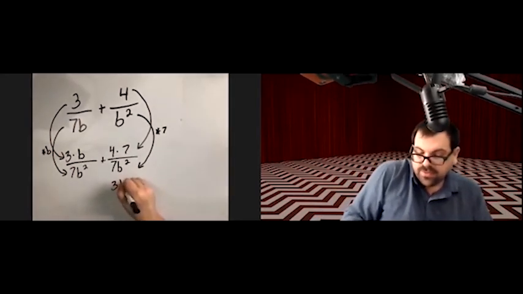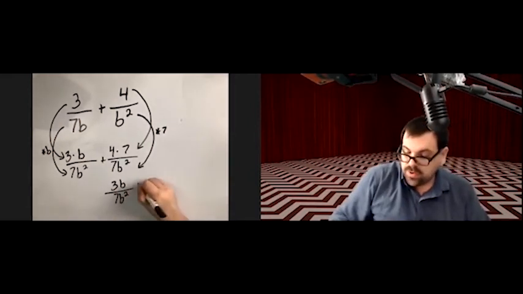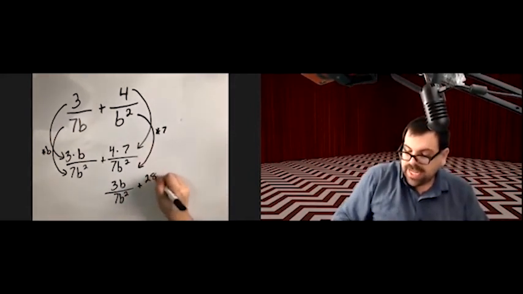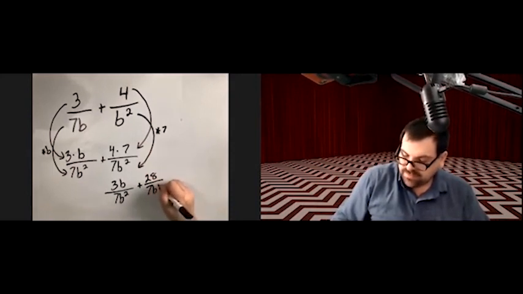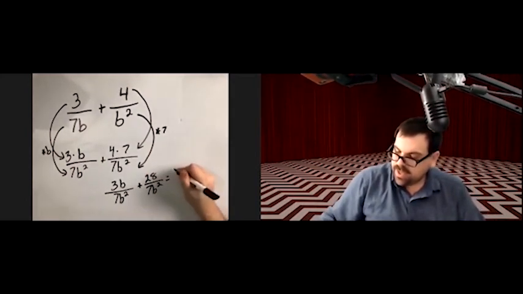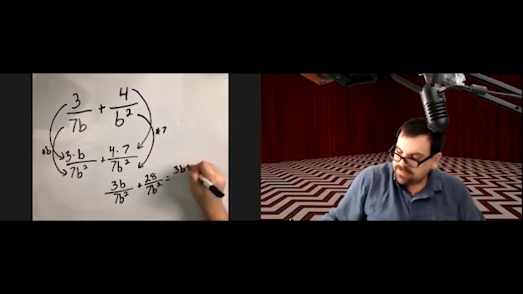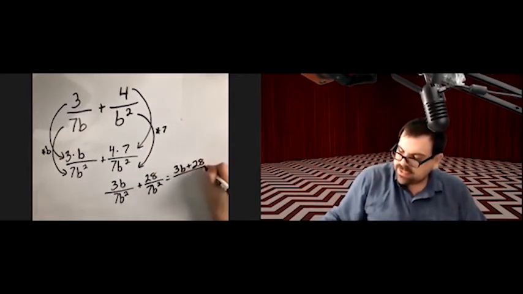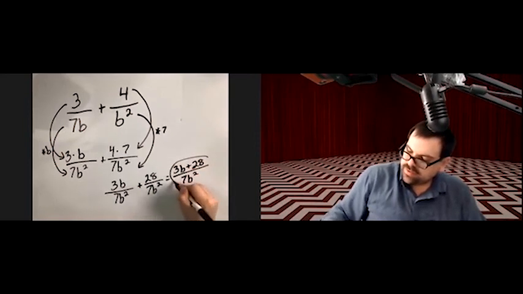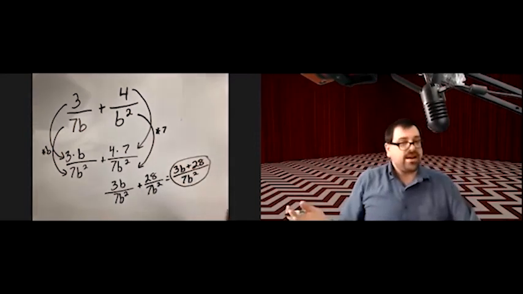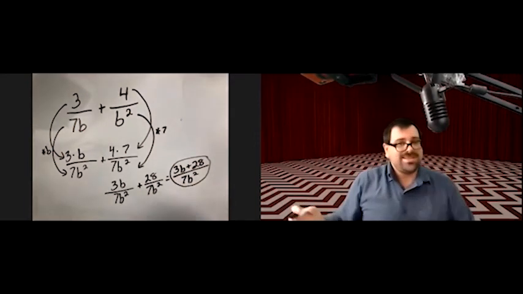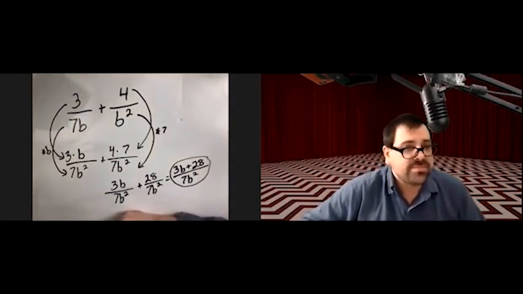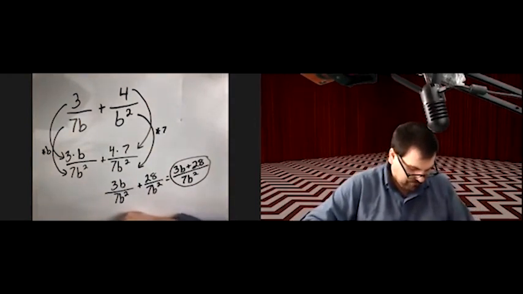This gives us 3b over 7b squared plus 28 over 7b squared. And this is 3b plus 28 all over 7b squared. Can we factor anything out of the top? No, this cannot possibly simplify any further then.